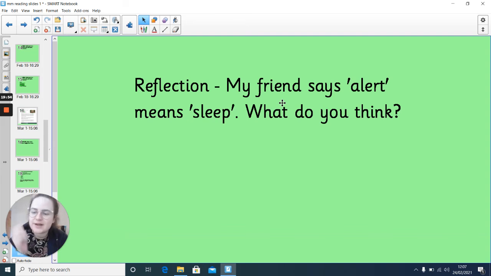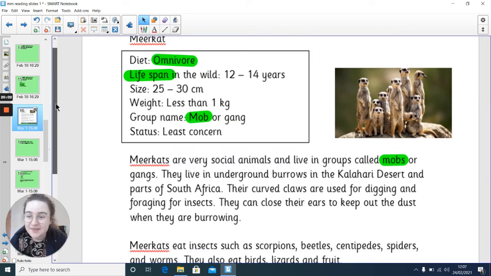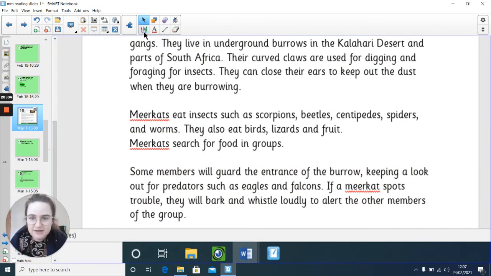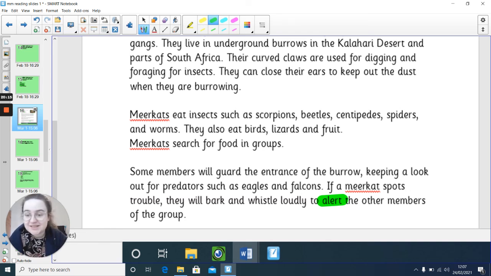Okay, so there are a number of ways we could work this out. We've got the word alert and we think it maybe means sleep. So we are going to find it in the text first, and this one is quite near the end. Alert. Now, to work out whether alert means sleep, what should we do? Well, maybe we should read the sentence. I agree with you. If a meerkat spots trouble, so if something bad is happening, they will bark and whistle loudly. So if they're in trouble, they will make loud sounds to alert the other members of the group.